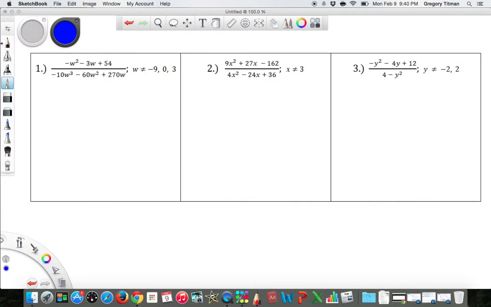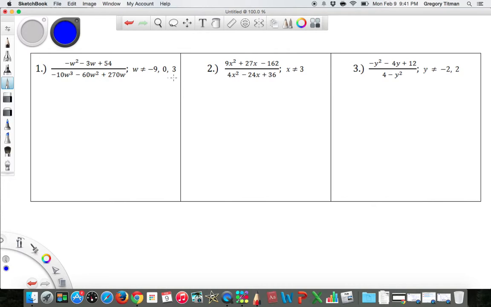Okay, so now that you've had the opportunity to watch some videos explaining how to do these problems, here are a few examples that you can practice yourself. So we're going to simplify these rational expressions, and we're going to use the information provided here about the values that are excluded from the domain because they make the denominator undefined. We're going to use that in assisting us to simplify these.